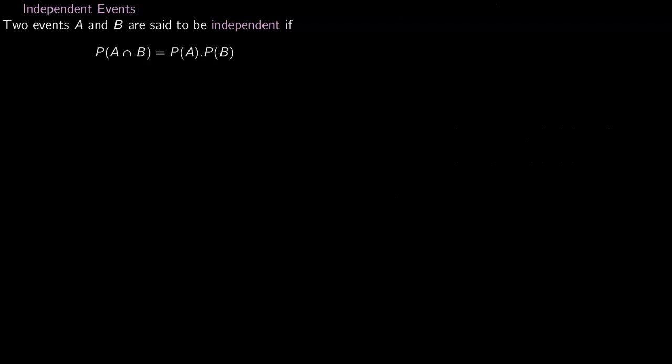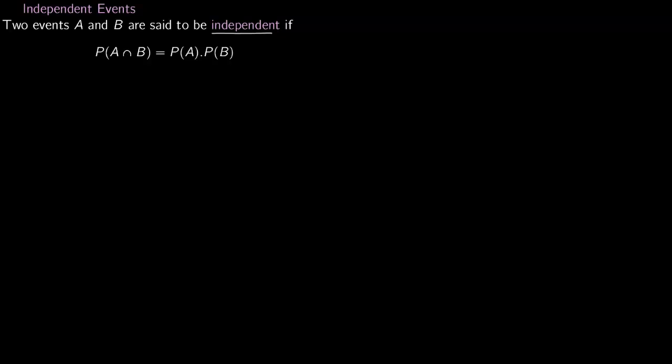Let us now talk about independent events. So two events A and B are said to be independent if probability of A intersection B is probability of A times probability of B. Notice that this has nothing to do with the English word independence. This is strictly a mathematical definition.